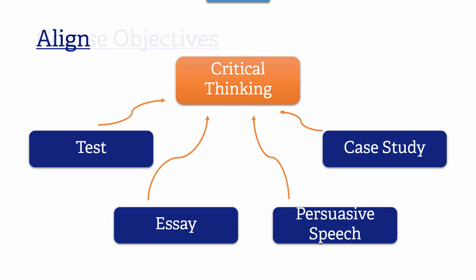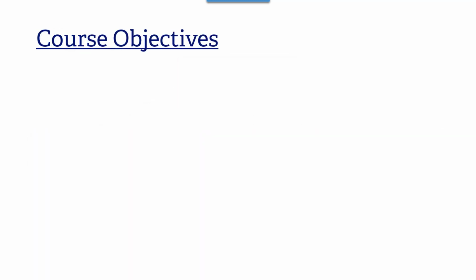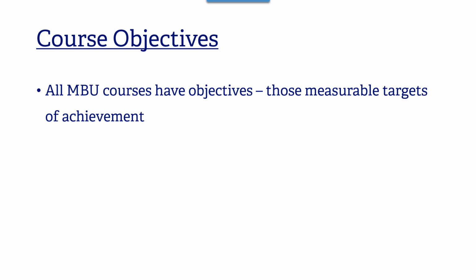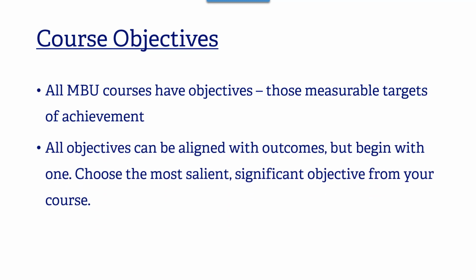Where to begin? Let's start with your course objectives. All MBU courses already have objectives. They are those measurable targets of achievement for each and every course. And while every objective could and can be aligned with an outcome, you have to begin somewhere. So begin with the most important, most salient, significant objective from your course. This is the one above all else that will show your students have mastered a key element of the course. Start with that one.